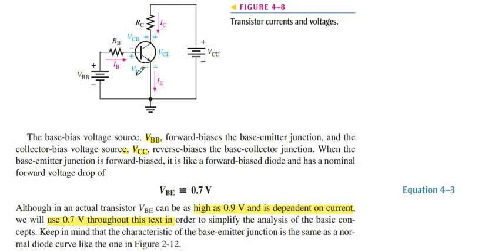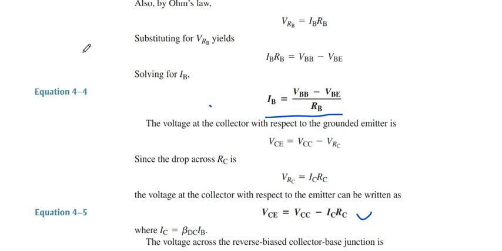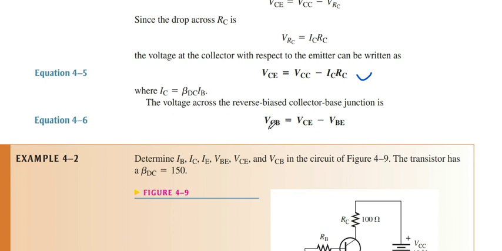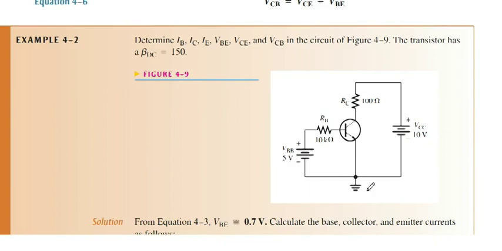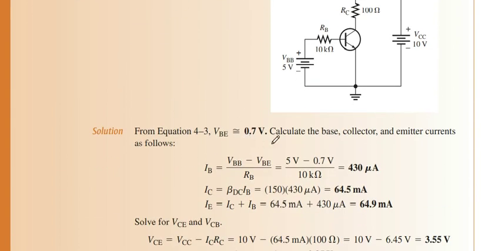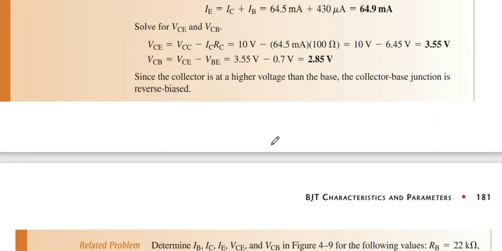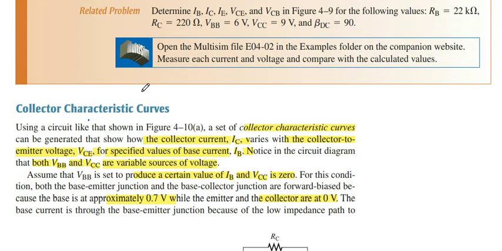Now we get to the third one, which is VCB. As we know that VBE is forward bias, on the other hand, VCB is reverse bias. So VCB is equal to VCE minus VBE. Therefore, we can find three voltages from this equation. VCB is equal to VCE minus VBE. This example is relative to the above topic.